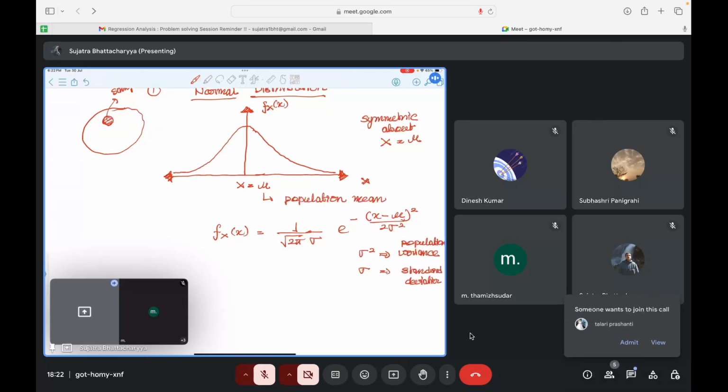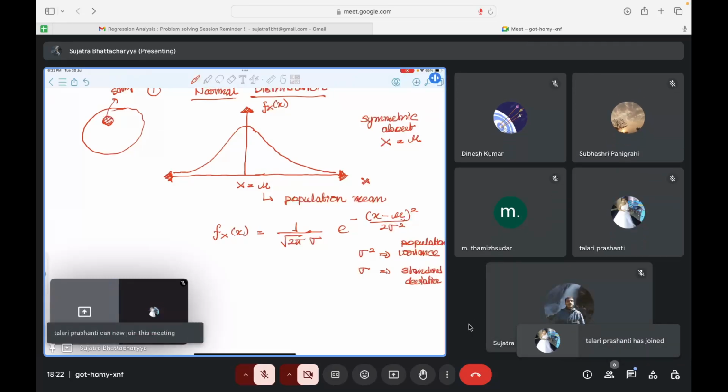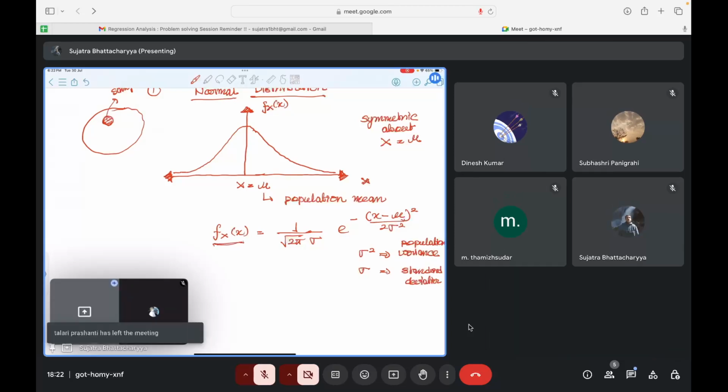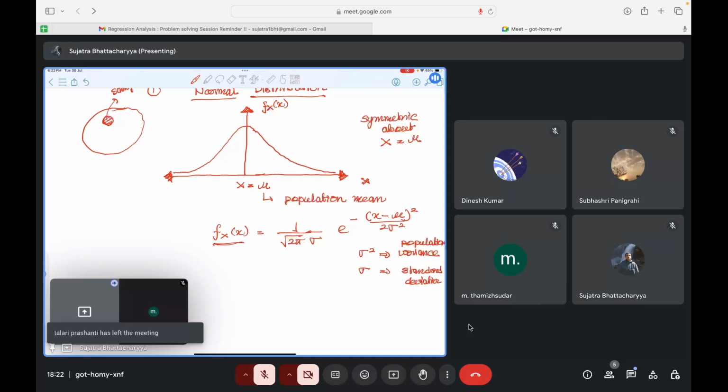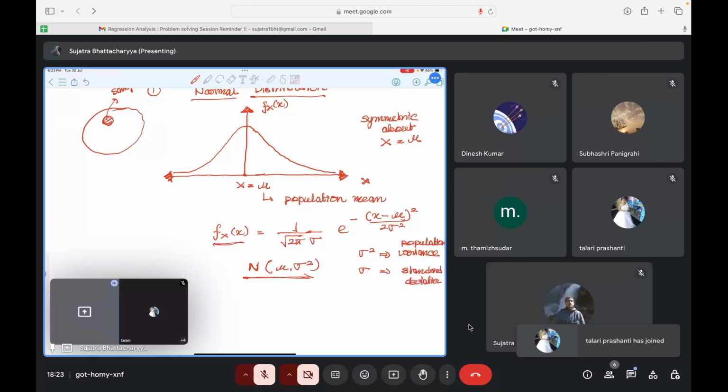So this is known. The population mean is also known. These are population parameters, based on which the distribution PDF is created. This is the PDF of this particular distribution. And you can see that x minus mu results in the symmetry about x equal to mu. We generally denote it as normal with mu and sigma square. We write it like this: normal, where two population parameters are being used.